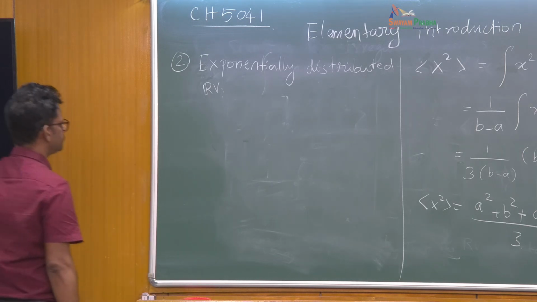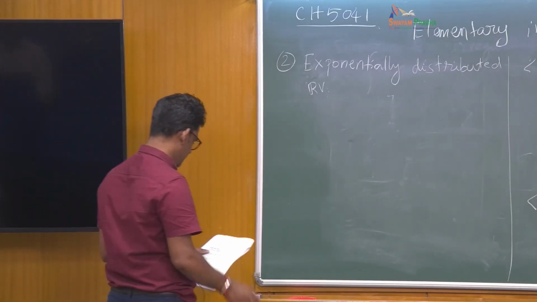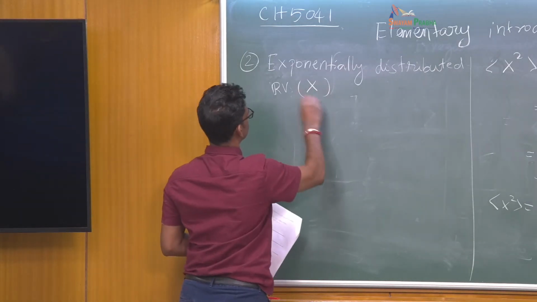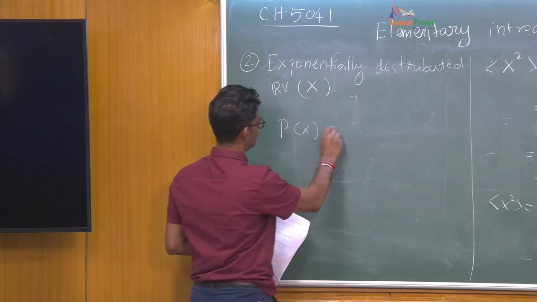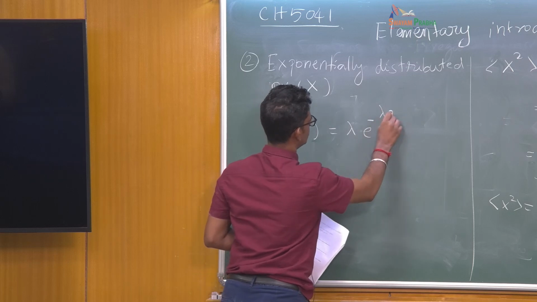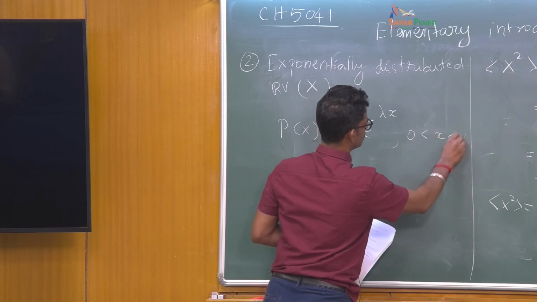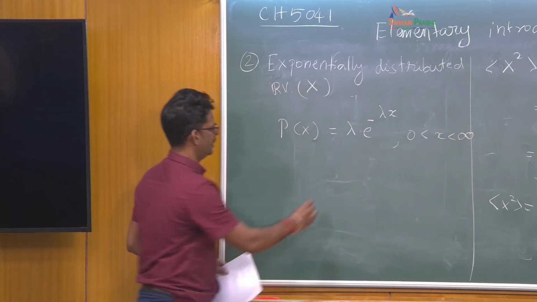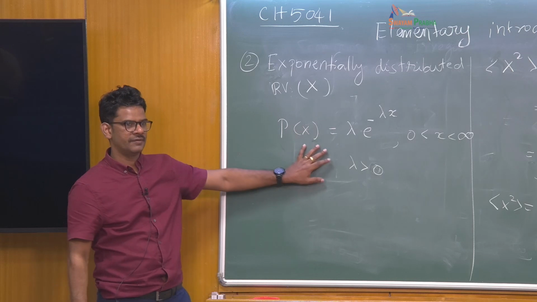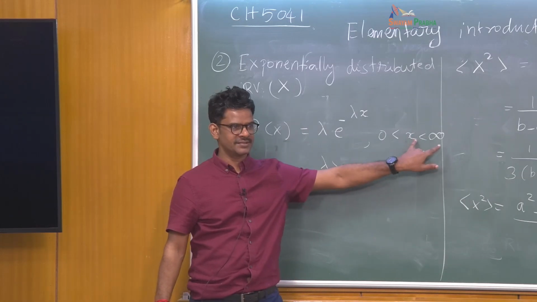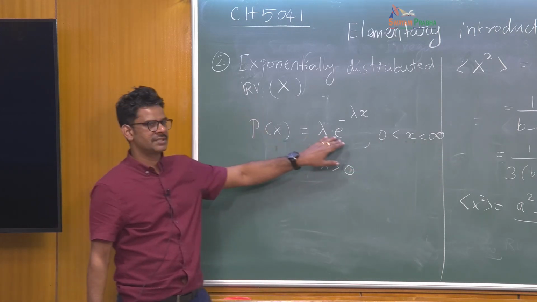And the second example is an exponentially distributed random variable. So here we say that p of x is equal to lambda e power minus lambda x, defined in the range 0 to infinity, and lambda is positive. So in one single statement we have defined the range of possible values of x. It can be from 0 to infinity, and the probability distribution function is exponential.